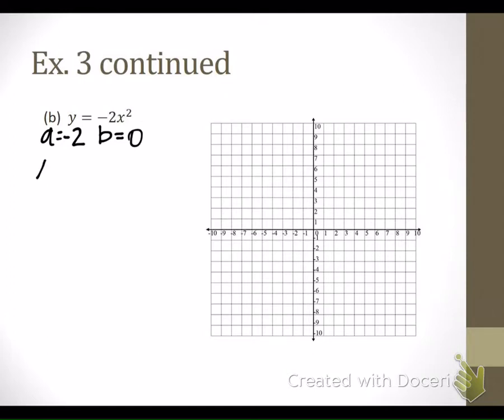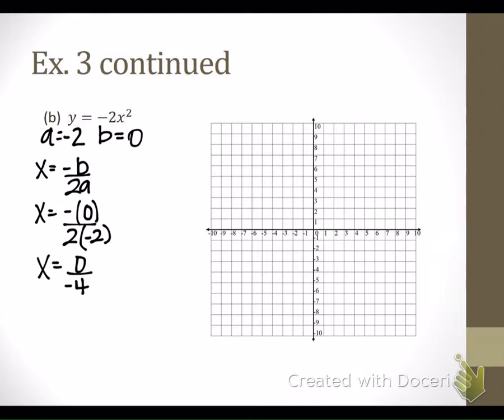All right. Now we follow x equals -b over 2a. So x equals negative, what's going in place of b? 0 over 2 times -2. So x equals 0 over. So what does x equal? Does it equal -4? 0 divided by anything is 0.